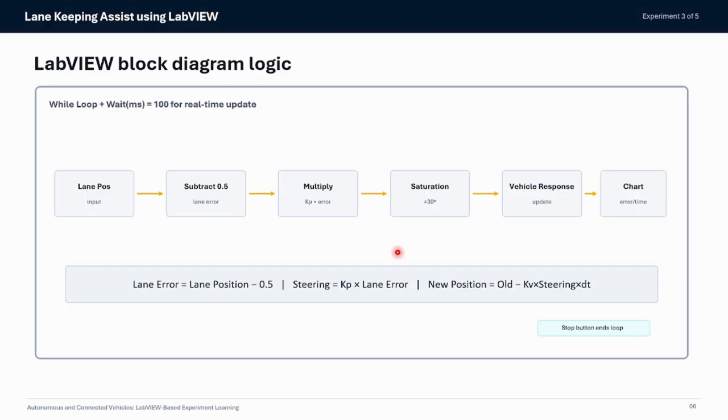This is the LabVIEW block diagram logic. Normally you subtract 0.5, the constant value, from the lane position to identify how much lane error there is. From that lane error we do the multiplication, Kp times the error value. Then the saturation point, plus 30 degrees to minus 30 degrees. Then the vehicle response, and we record the data with the graph too. The lane error is the lane position minus 0.5, the steering is Kp times lane error, and the new position is the old position minus Kv times steering. We use the stop button to end the loop.